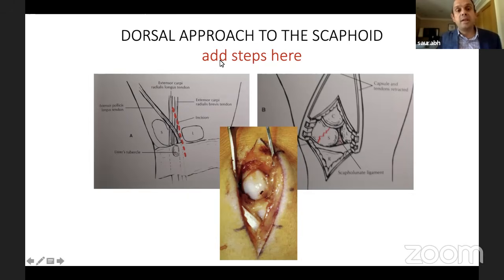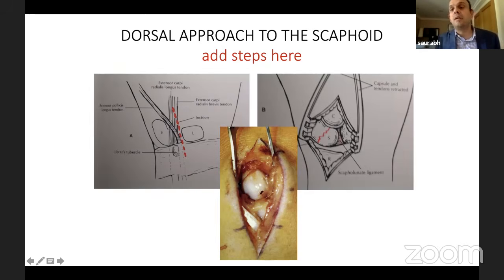Now, the dorsal approach again, after all your clean drape, consent, everything done, you see that's Lister's and you can palpate it in your own wrist. Exactly a centimeter distal to Lister's is your radiocarpal joint. That's where you aspirate for a septic wrist. And that's where your proximal pole of scaphoid is, exactly a centimeter distal to Lister's. So your incision is as shown. You can extend it a bit proximally.